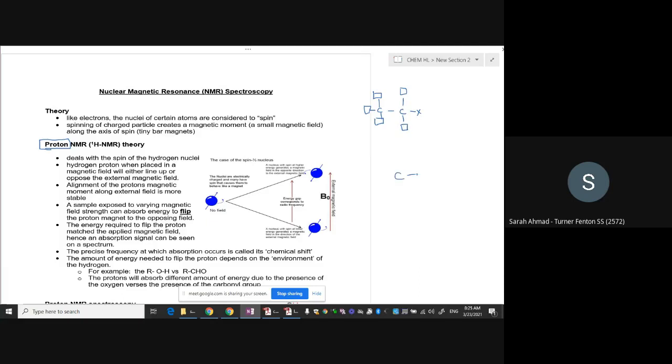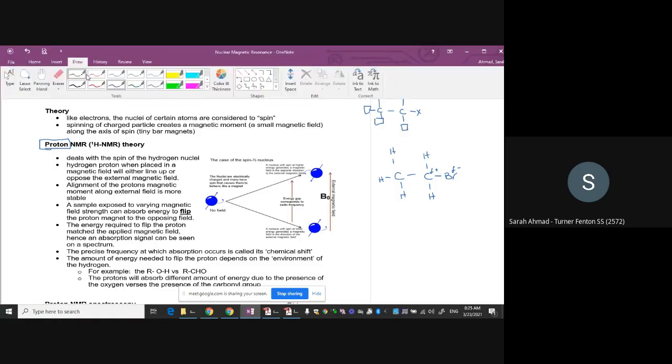So if I draw something like bromoethane, we know that the electronegativity of the bromine is present, which is going to cause this, right? We know about that already. But this also changes the environment of these hydrogens. These hydrogens are directly connected to a carbon, which is directly connected to an electronegative atom. So their environment cannot be said to be the same.